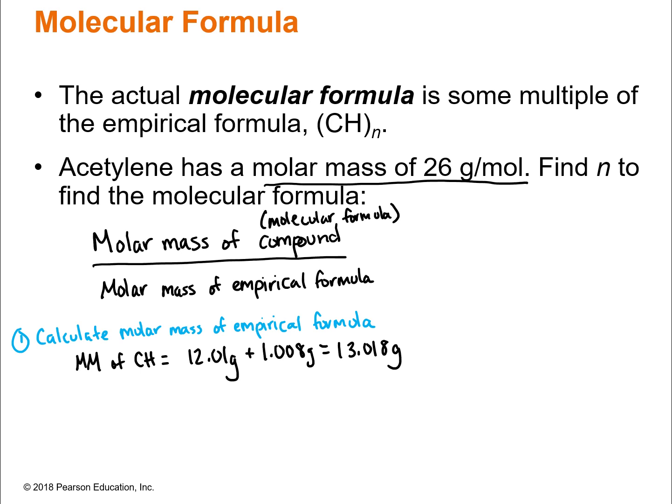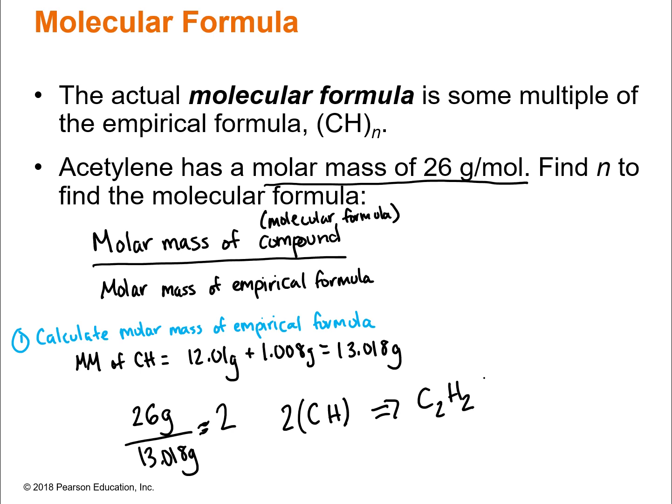The molar mass of our compound, which is the molecular formula, is 26 grams per mole. What we have is 26 divided by 13.018 grams. That's about 2. So this tells us how many times we're multiplying our empirical formula by. Since our empirical formula was CH, we need 2 of them. That's our molecular formula.